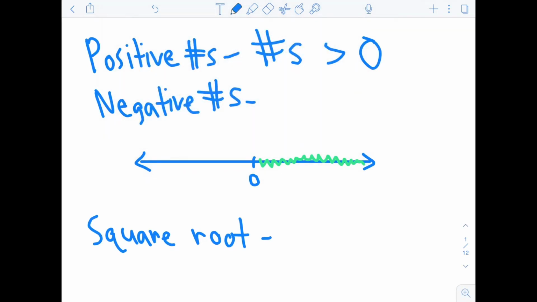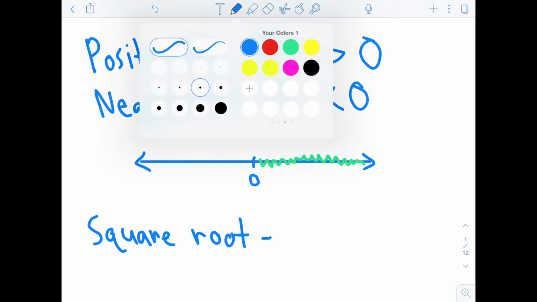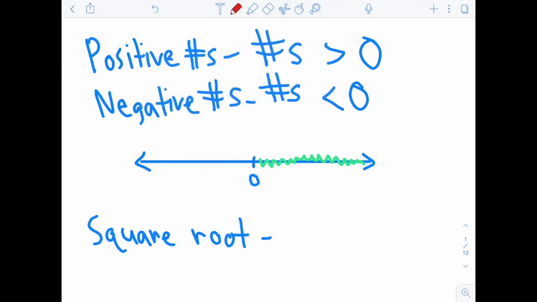And later in your education, you learn about negative numbers. So negative numbers are the opposite. They are the numbers less than 0. So on the number line, they're to the left of 0. And you might be wondering, what about 0? Well, 0 is neither positive nor negative. It's just 0. It's nothing.